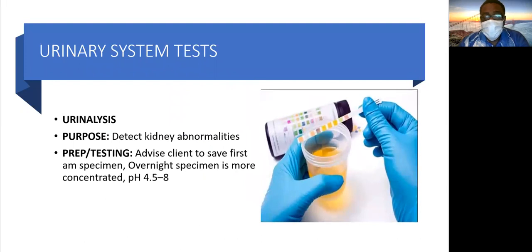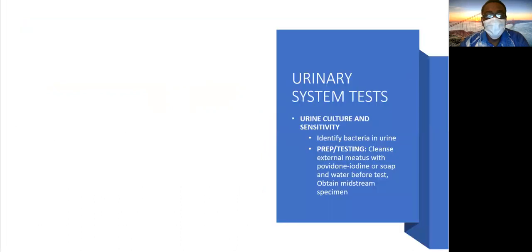So the first urinary system test we'll be looking at is urinalysis, which is done to detect kidney abnormalities. Prior to the test, you want to advise the client to save the first morning specimen. Overnight specimen is more concentrated, and the normal value ranges from a pH of 4.5 to 8. And again, you need to be conversant with your normal specific gravity for urine, which is 1.010 to 1.030. Please take that down: 1.010 to 1.030. That's your normal urine specific gravity level.